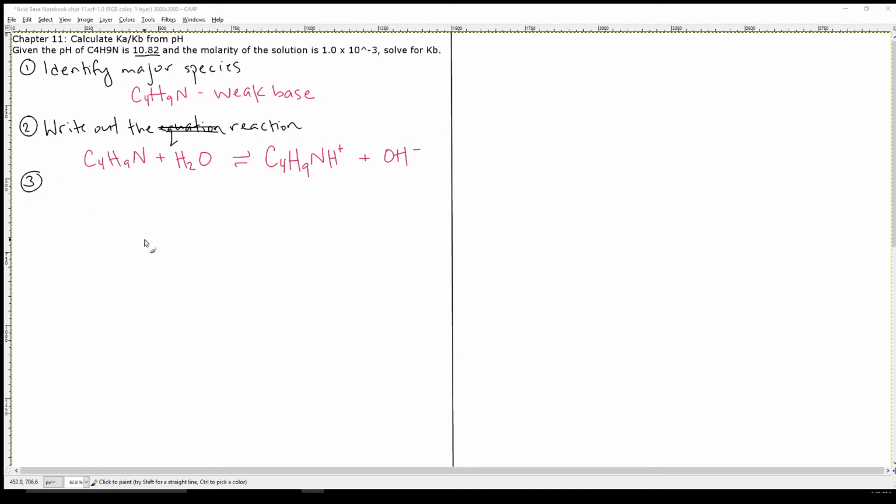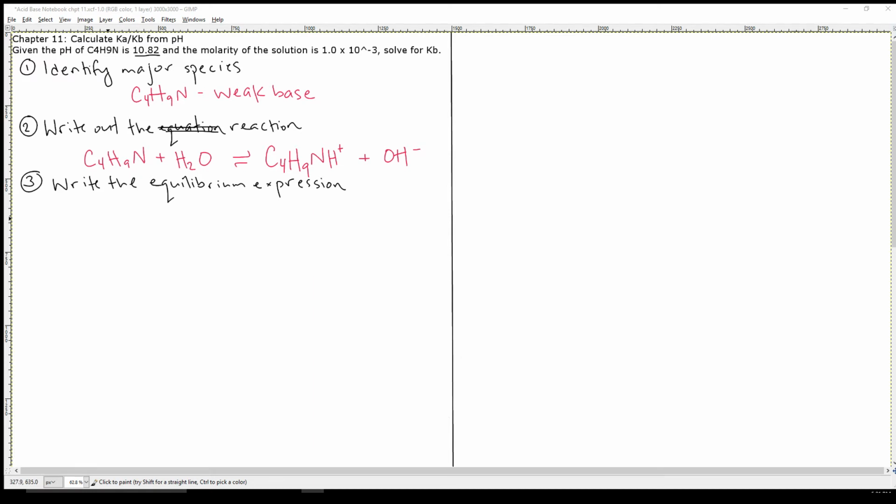Okay, now, what do we do with this equation? We write out our equilibrium expression. Now, if you're taking a test with me, you know that I like to give partial credit for getting partway through problems. So, if you are able to identify the species, write out the reaction and the equilibrium expression, then you've gotten something on that problem, which is awesome.